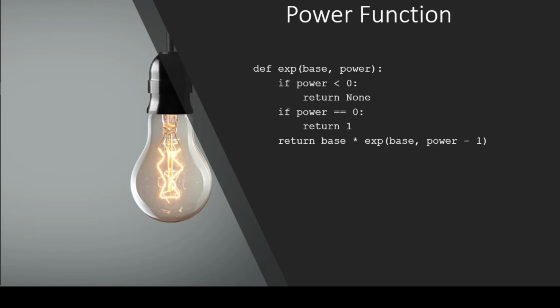All right, so if the power is greater than 0, then I take the base and multiply it times the power minus 1. So if I said 3 to the 1, well, the power is not less than 0. It's not 0. So I'd return the result of 3 times the exponent, a recursive call to myself, of 3 to the 0th power, which will then return 1. So 3 times 1 is 3.